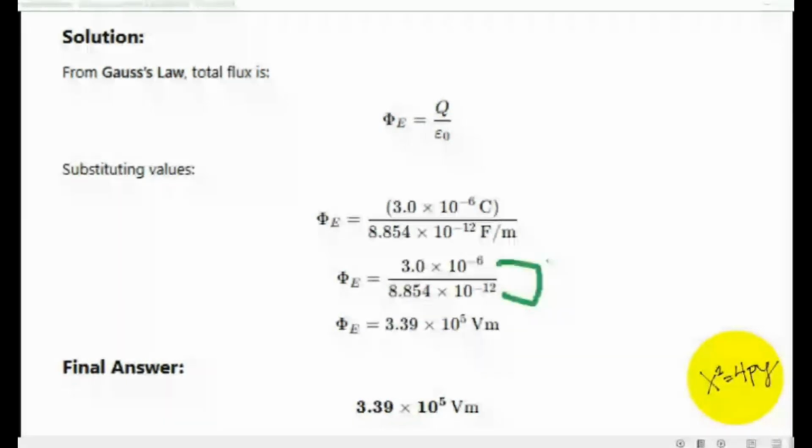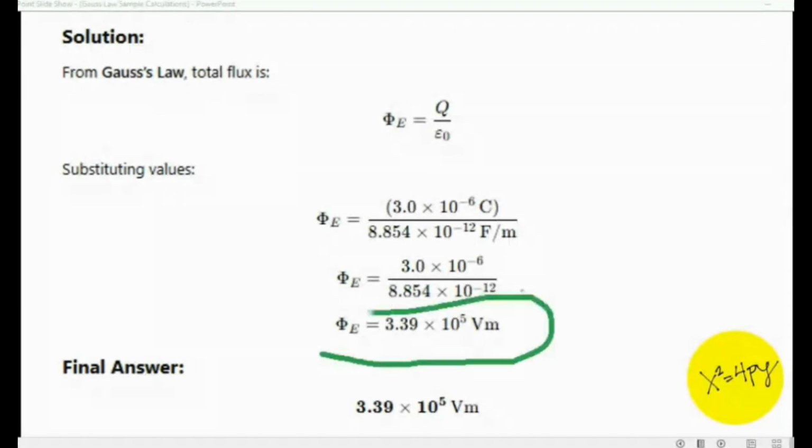So the next thing that you need to do is, what is the next thing that you need to do? You will have the final answer of 3.39 times 10 raised to 5 volt-meters. Okay? Now, moving forward, try to input that in your calculator.